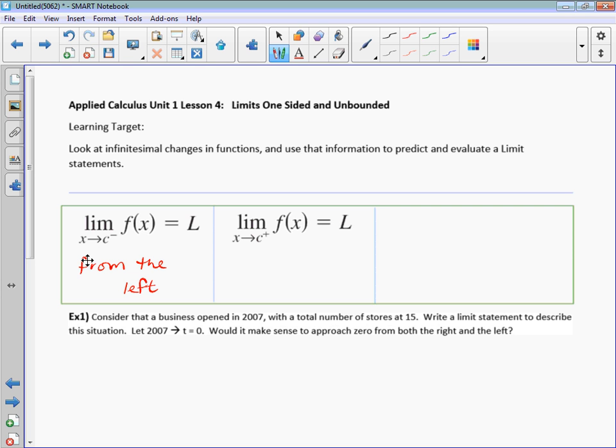So then the next part here is x approaches c with a plus sign. What does that mean?